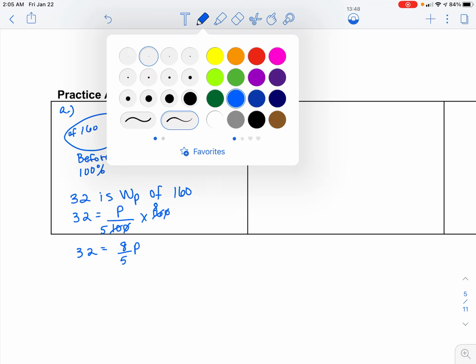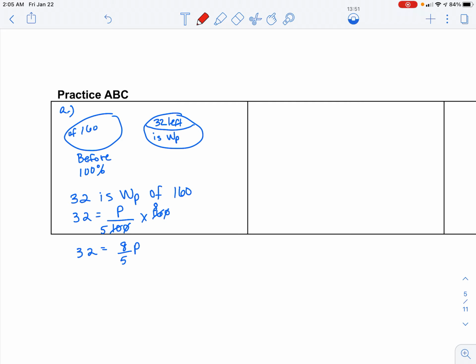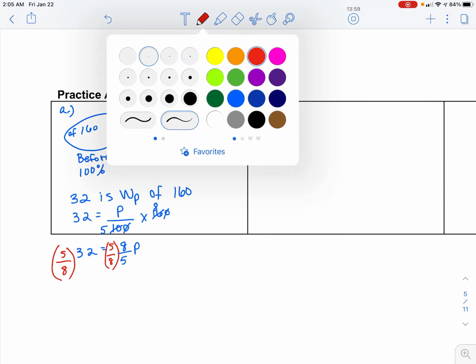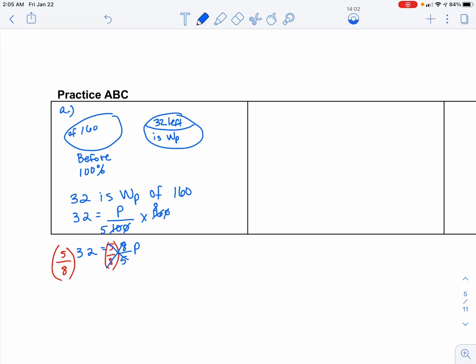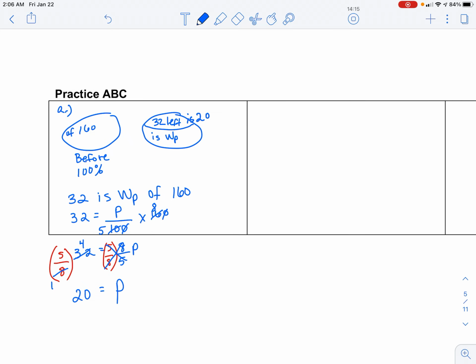equals 32. Now I want to get rid of my fraction there to isolate P, so I'm going to multiply by its reciprocal on both sides, remember. That crosses out, and the percent is going to be, oh, look here, I can do some canceling. 8 goes into 8 once, and here 4. So P is 20%. So 32 is actually 20%. And that's the answer to letter A.